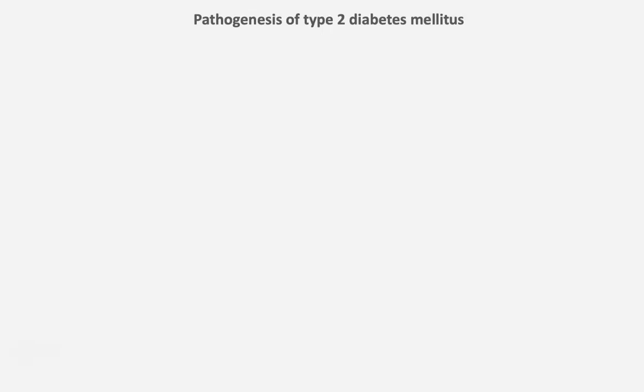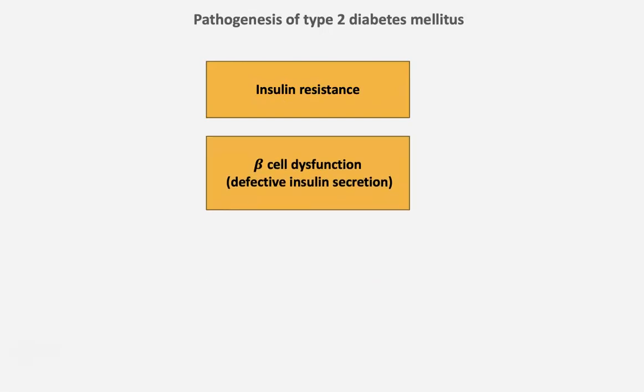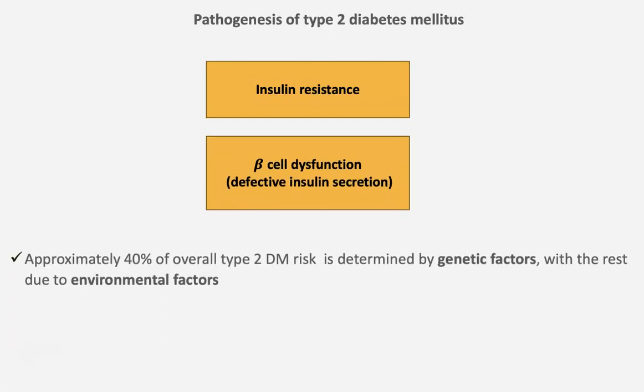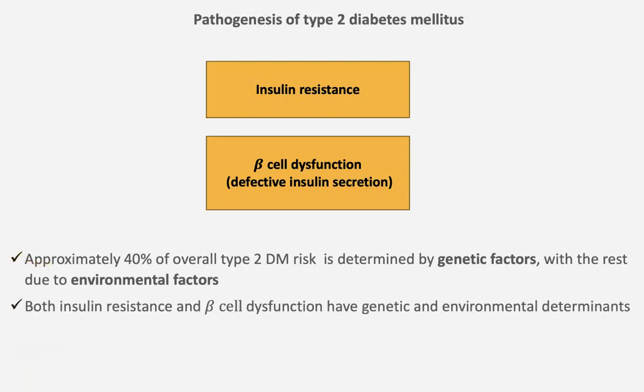So after refreshing our memory with the physiology of insulin, I'll continue with the pathogenesis of type 2 diabetes mellitus. We already know that there are two important mechanisms in the pathogenesis of type 2 diabetes mellitus, which are insulin resistance and beta cell dysfunction, or defective insulin secretion. Approximately 40% of overall type 2 diabetes mellitus risk is determined by genetic factors, with the rest due to environmental factors. Both insulin resistance and beta cell dysfunction have a combination of genetic and environmental determinants.